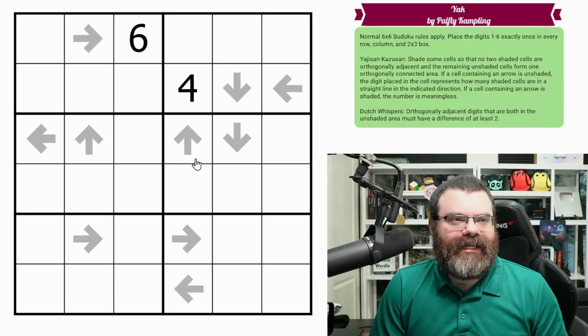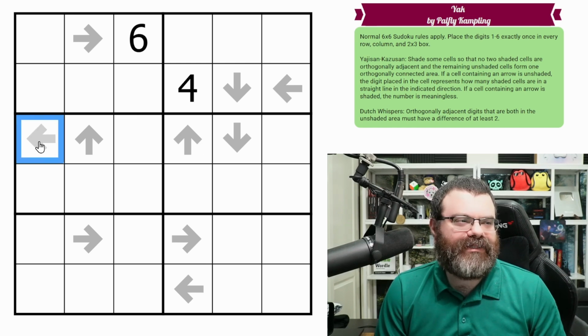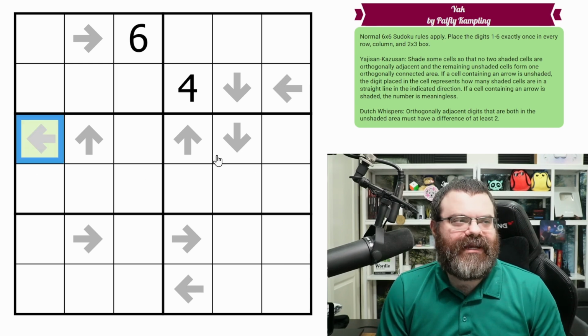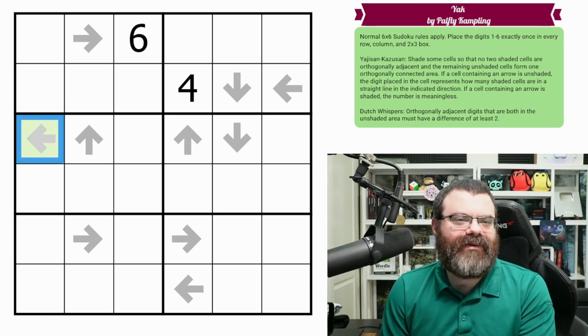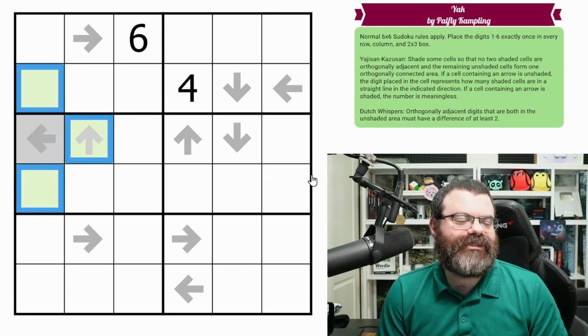All right, how shall we get started? Every arrow has to be at least 1. So every arrow is seeing at least one shaded cell, one gray. I'm going to use gray and green for my explanation. So wait, so this has to be meaningless, right? Because an arrow that is green counts how many grays are in that direction. This would be a 0, but there's no 0 in Sudoku. So this has to be shaded, which means the ones around it have to be unshaded.